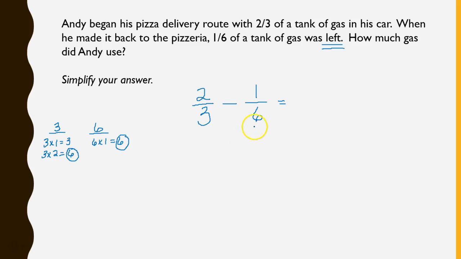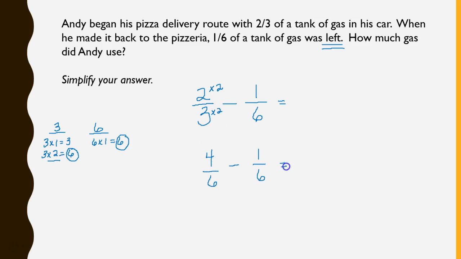Okay. So I'm going to keep this fraction the same because it's already a 6, which is nice. And then I'm going to change this. So how did I make this 3 a 6 over here? I multiplied by 2. So I'm going to multiply by 2 here and multiply by 2 here. 2 times 2 is 4. 3 times 2 is 6.